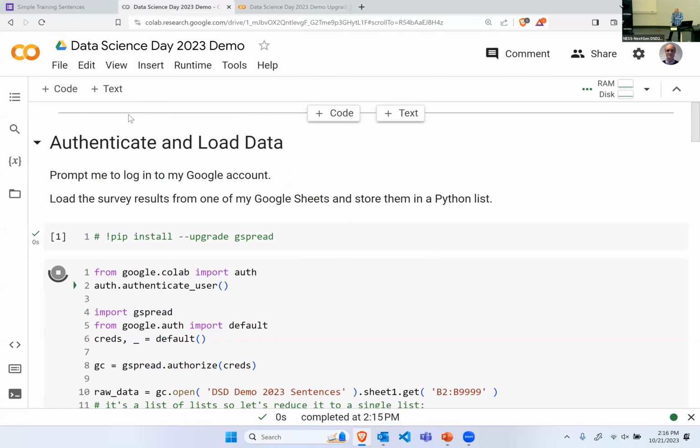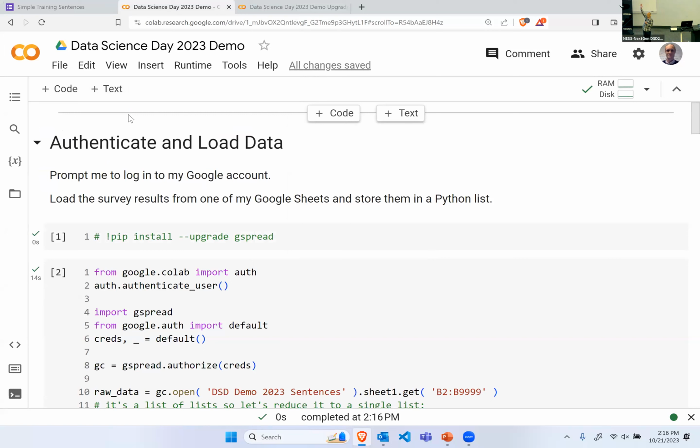Okay. Let's see how many sentences we got. Oh, lots. You guys did great. Oh my gosh, they keep coming in. Okay, but that's plenty. Thank you. You can stop. Okay. So, how many people have used or heard of Google Colab?